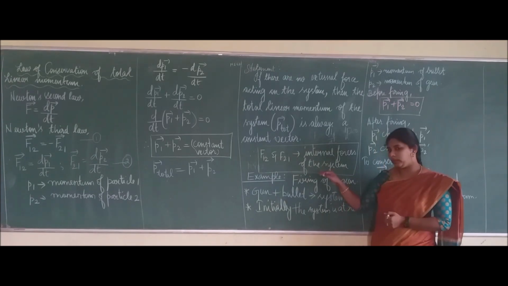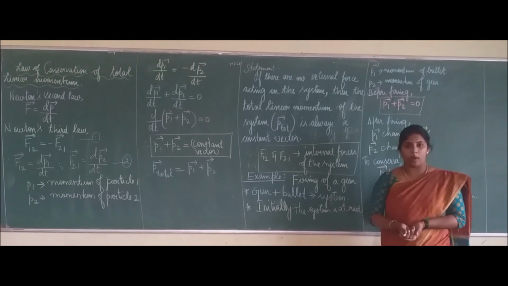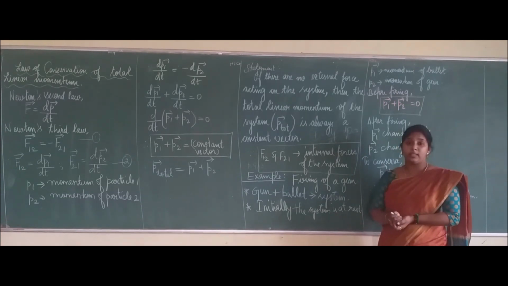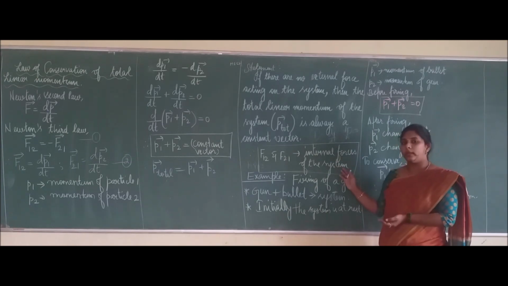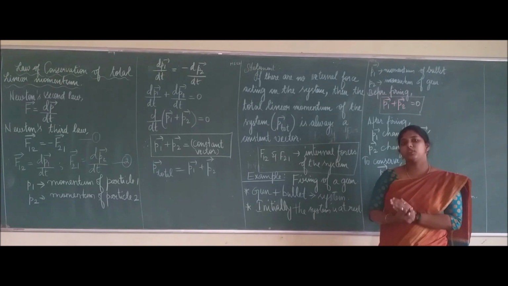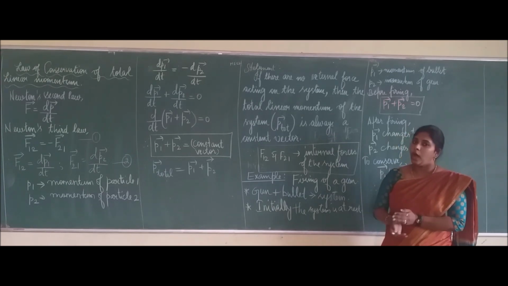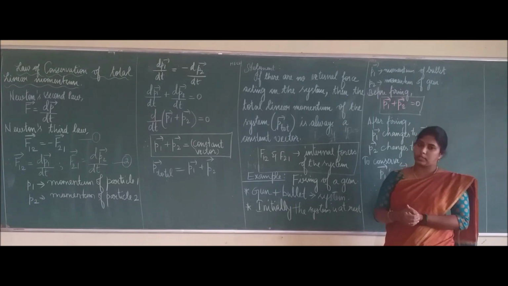You should see that this law of conservation of linear momentum is a vector law. We already know that Newton's law is also a vector law. Here also, conservation of linear momentum is a vector law, which means it has both magnitude and direction, and the linear momentum is always constant.